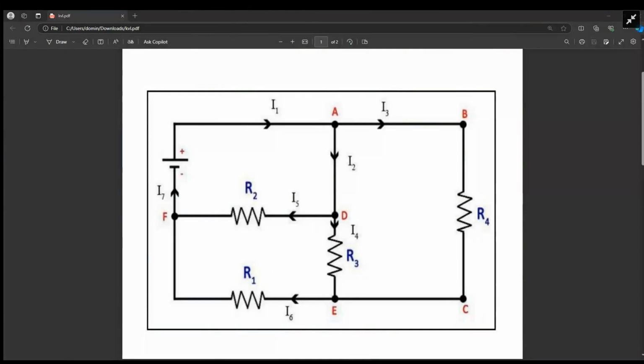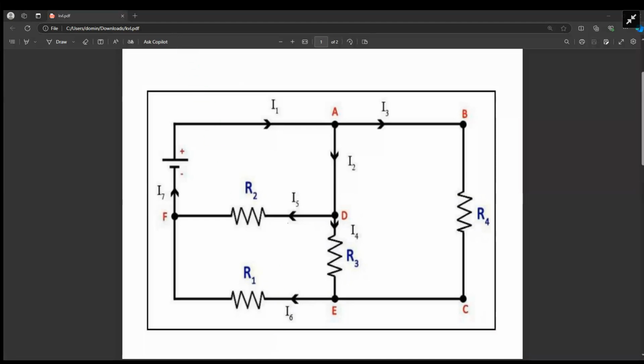I mostly do math and physics, but my background is in engineering. I have a master's degree in the field, and so sometimes I do tutor and help with circuit analysis. In this case, this is a DC resistive network analysis problem.